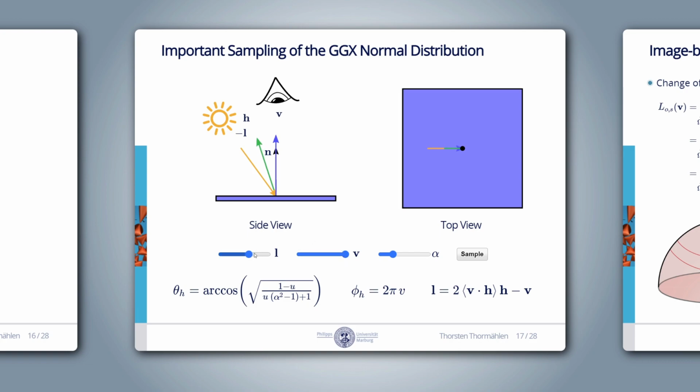The angle between the view direction and the half-way vector is half of the angle between the view and the light direction. In fact, this is why it is called half-way vector, and we have defined the half-way vector this way.